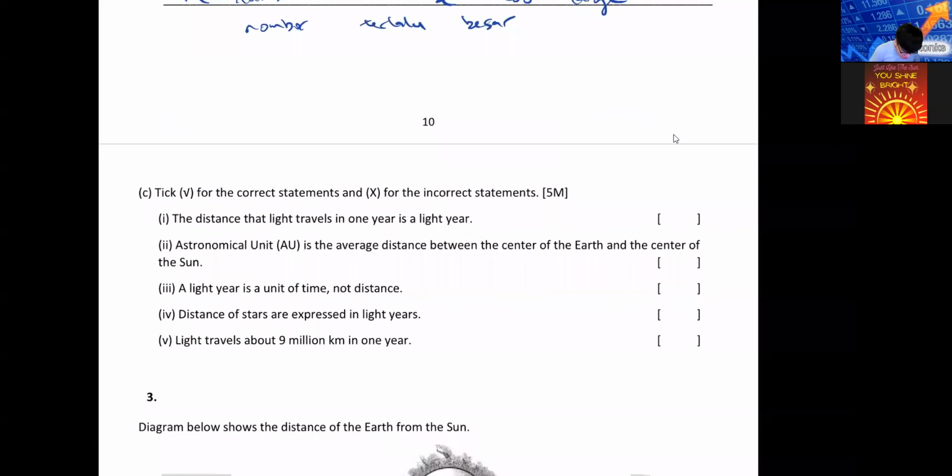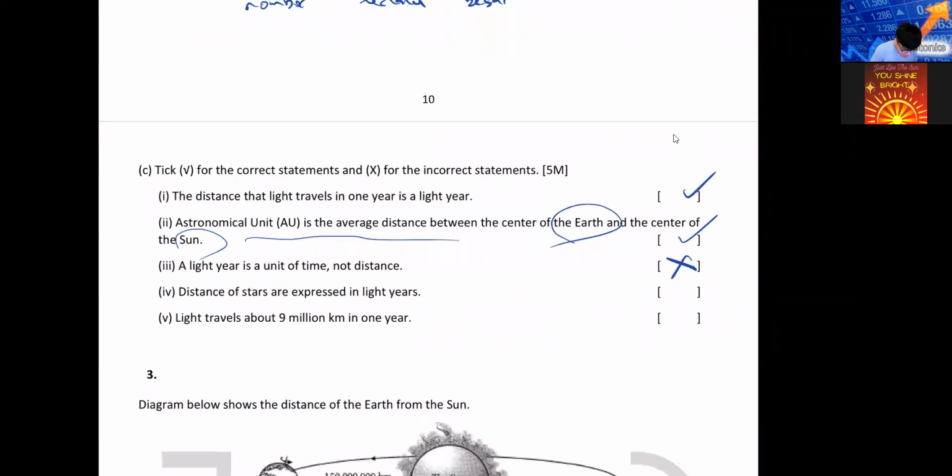Next, tick for the correct statement and cross for the wrong statement. Distance that light travels in 1 year is a light year. Yes, correct. AU is the average distance between Earth and Sun. Yes, true. A light year is a unit of time, not distance. No, light year is distance. Number 4, distance of stars are expressed in light years. Yes, it is, because they're too big.